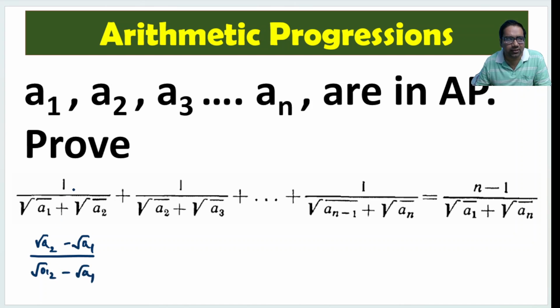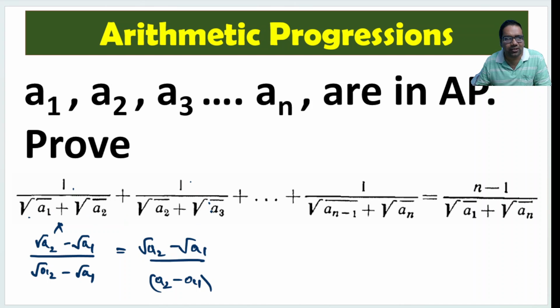If we multiply this term with this, what do we get? In the numerator we get root a2 minus root a1, and in the denominator we get (a plus b) into (a minus b), a squared minus b squared, that is a2 minus a1. Here we have converted it, and a2 minus a1 is what we wanted. A2 minus a1 is constant, which is actually d. So somehow we have converted the denominator to a constant.